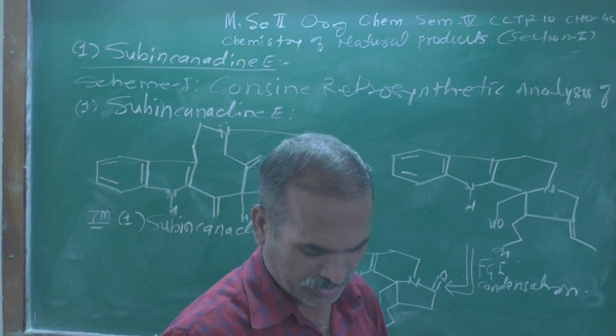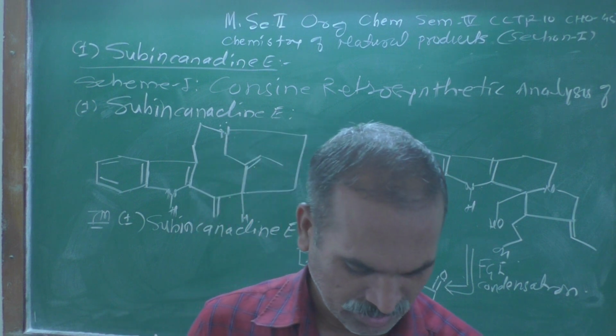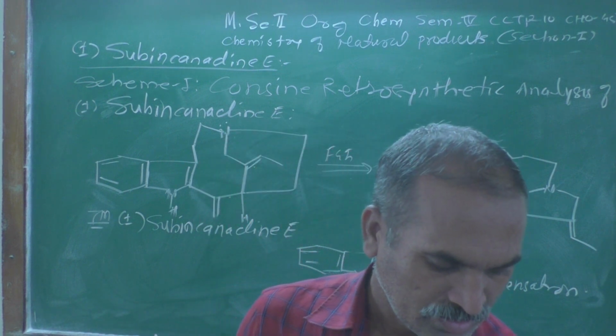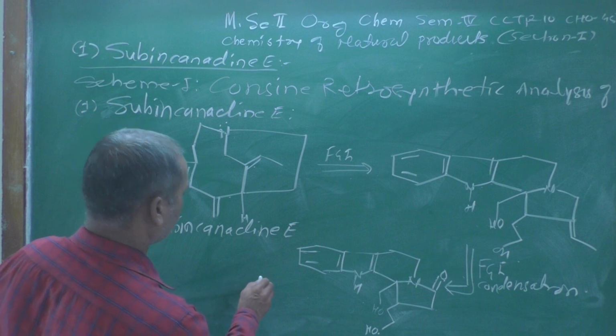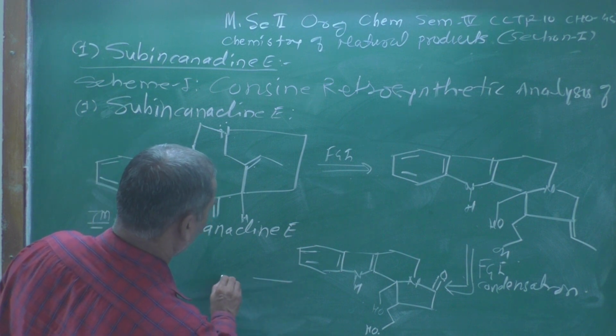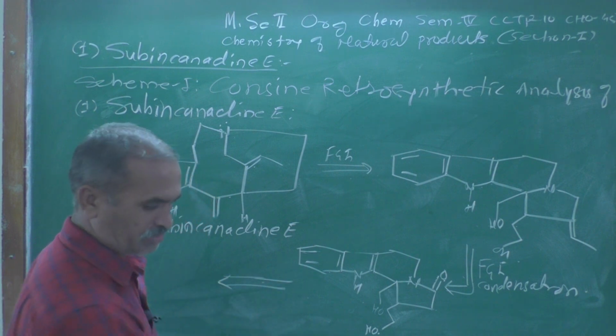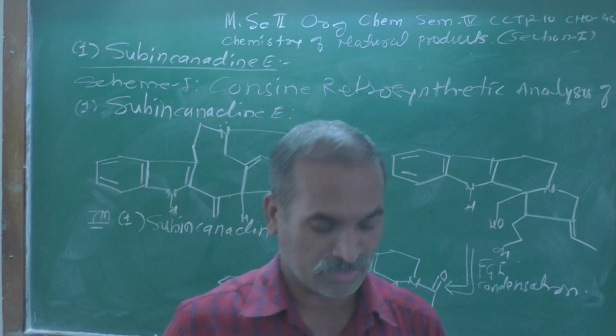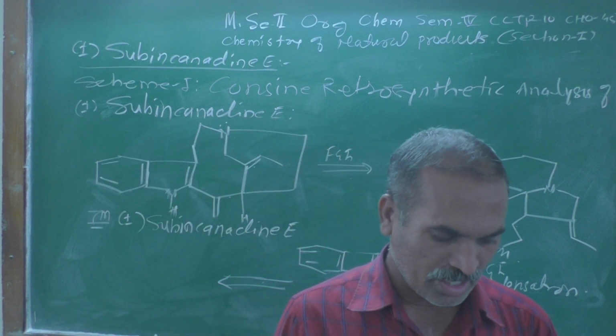after doing this, we got this compound, and again you can show an arrow here, the disconnection arrow, and then you can write down the approaches here.